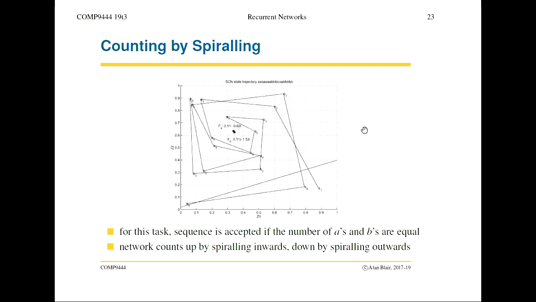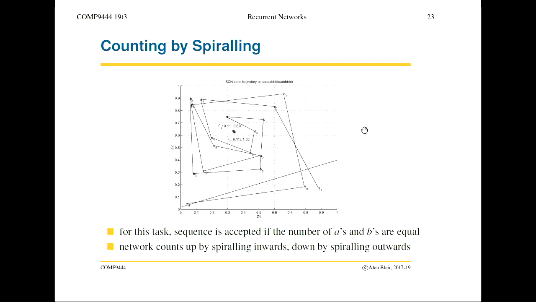In first year programming, we often set this as an assignment where you have to read in a string of open and close parentheses and say whether or not it's balanced. So this is training a network on that task. And the interesting thing here is it keeps track of how many more A's I have seen compared to B's by spiraling. So as you process, you start here.